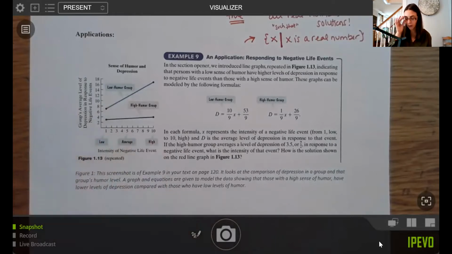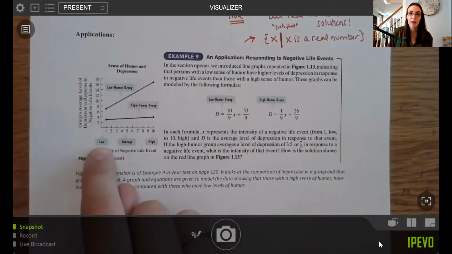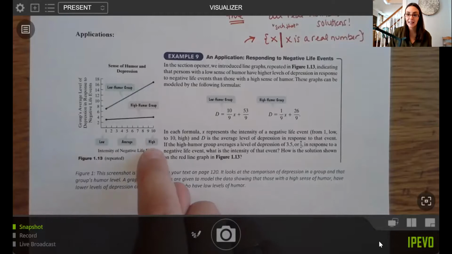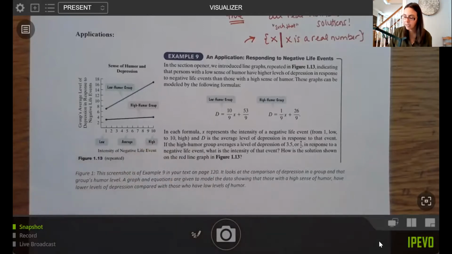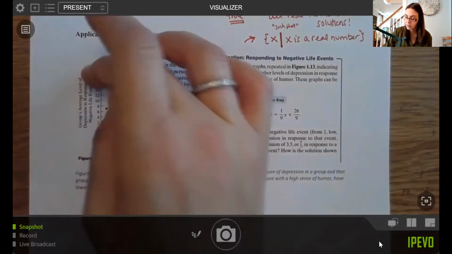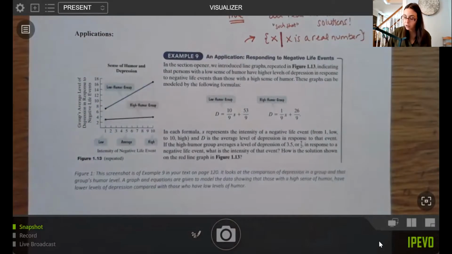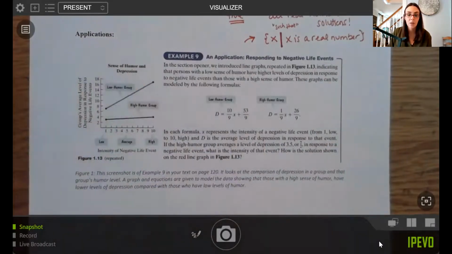I'm not part of the study, obviously, so I don't really know the background information too well here. But for instance, maybe a low negative event could be something like spilling coffee on yourself in the morning, or maybe a high event would be something really tragic, like a death in your family, right? So looking at different negative life events and then your average level of depression related to that.